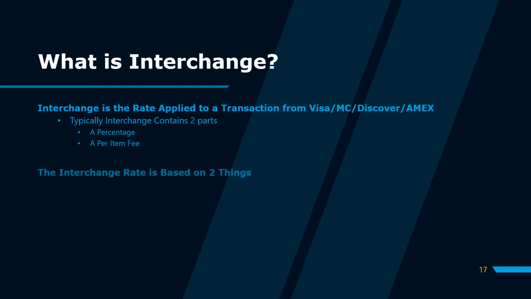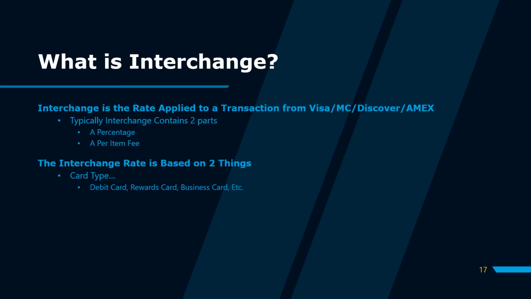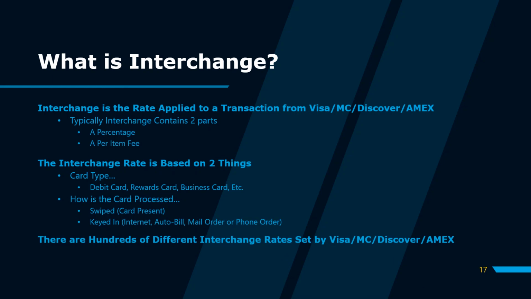The interchange rate itself is based on 2 variables. First, what is the card type? Meaning, is it a debit card, a rewards card, or a business card? And how was that card processed? Was the card physically swiped, or was the card information keyed in? These 2 factors result in hundreds of different interchange rates, which are set by Visa, MasterCard, Discover, and American Express.